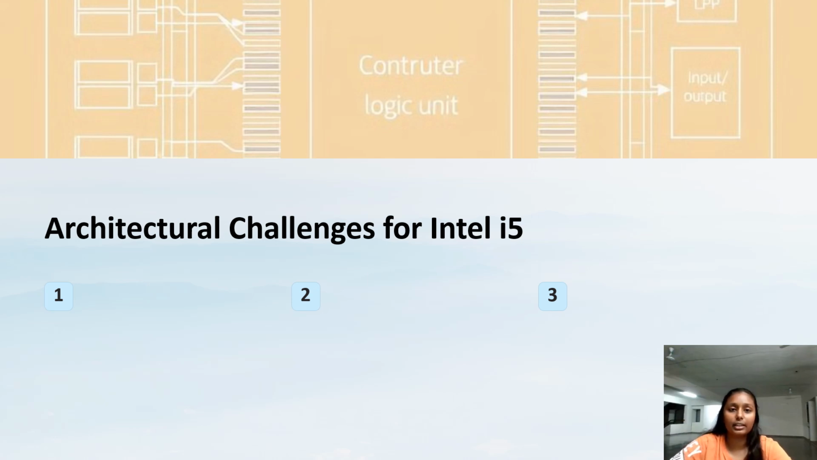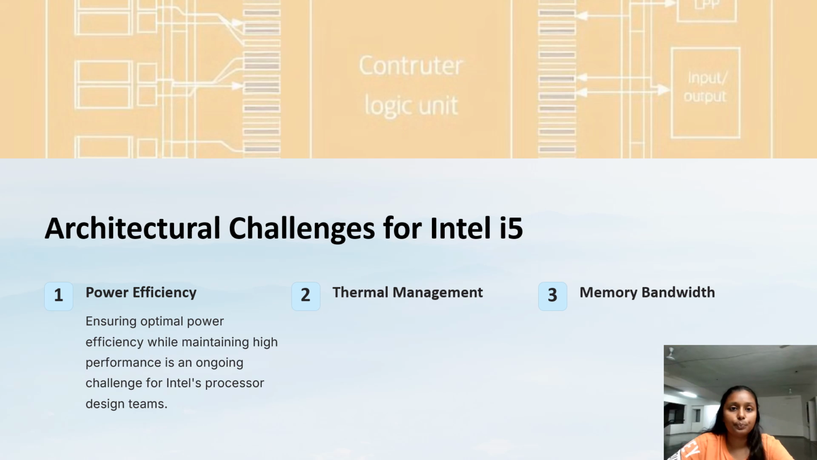Architectural challenges for Intel i5. The first challenge is that as Intel introduced higher core counts, faster clock speeds, and more advanced features like PCIe connectivity and DDR5 support, it becomes increasingly difficult to manage power efficiency without sacrificing performance. The solution can be that they use SpeedStep and Turbo Boost technology to dynamically scale performance based on the workload, reducing power consumption during light tasks and maximizing performance when needed.